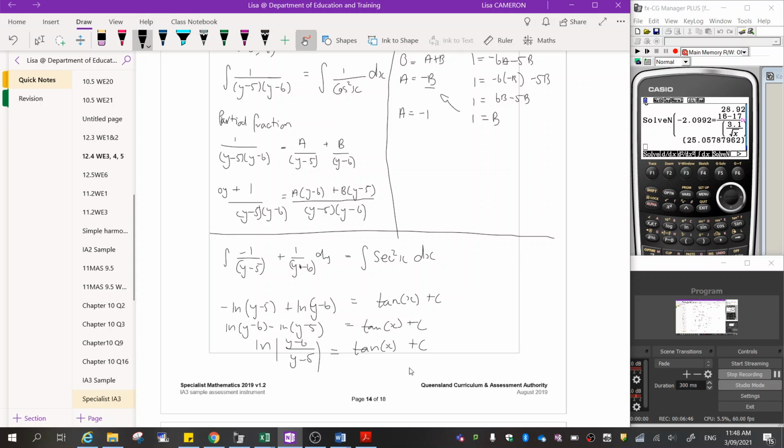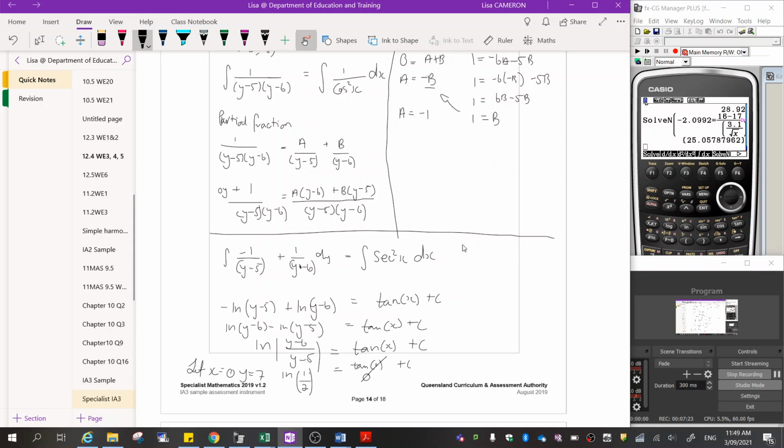Time to solve for c. Good thing we got those facts at the start, because those facts tell us that we can let x equal 0 when y equals 7. So now I'm going to substitute 7 in here and 0 in here to solve for c. On this side, I know that tan of 0 is just 0, so see you later. And on this side, I'll have ln of (y minus 6) over (y minus 5), which will be ln of 1 over 2.